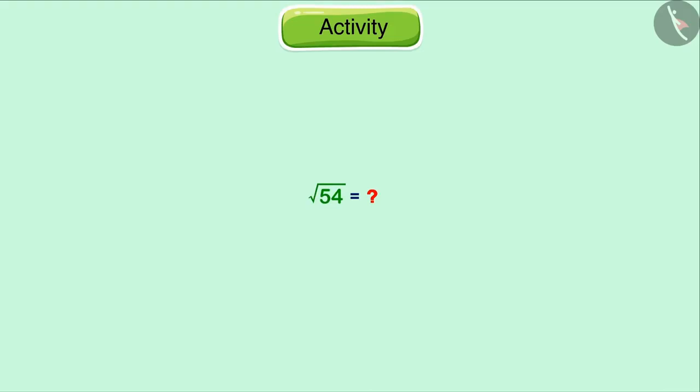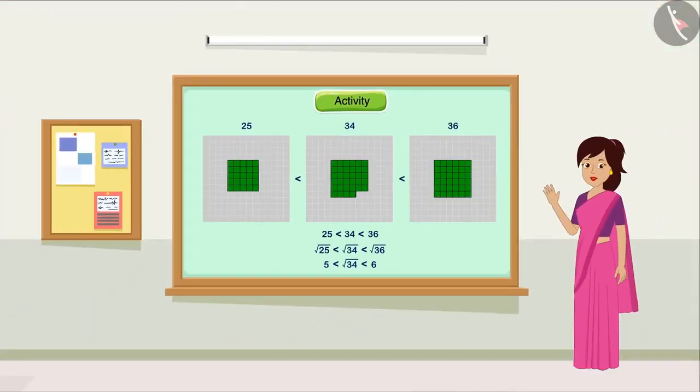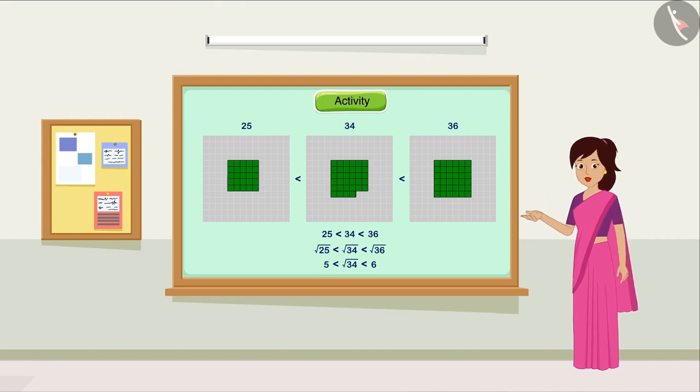Similarly, find the square root of 54. You will find that the square root of 54 lies between 7 and 8. In this video, we learned how to estimate the square root of more such numbers.